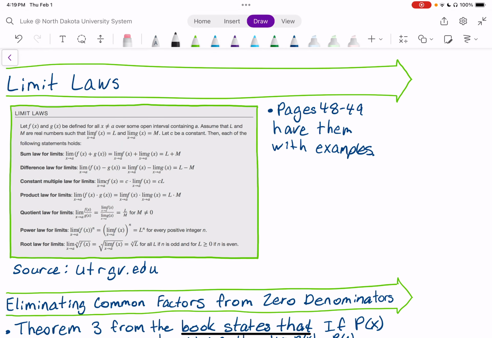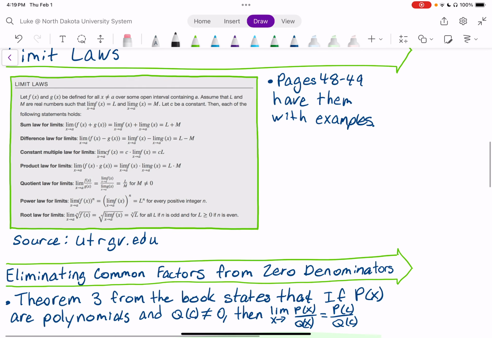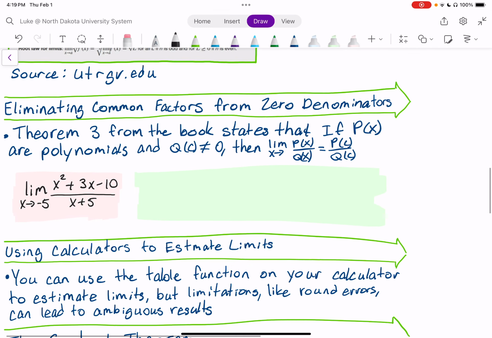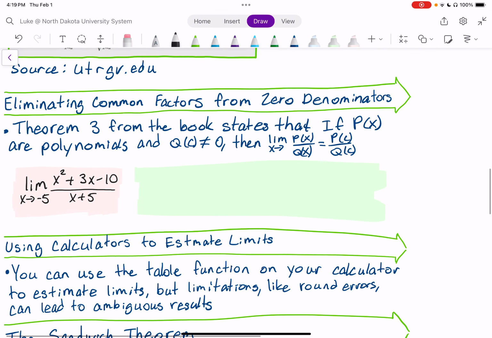Okay, now we have limit laws. These can be found on pages 48 through 49 in the book, and they have examples. I'm not really going to go over much here. You can read through them if you want, but I feel like once you've read one, you kind of get the idea of all of them. And they're going to be useful for some problems, but really just read through those if you want to.